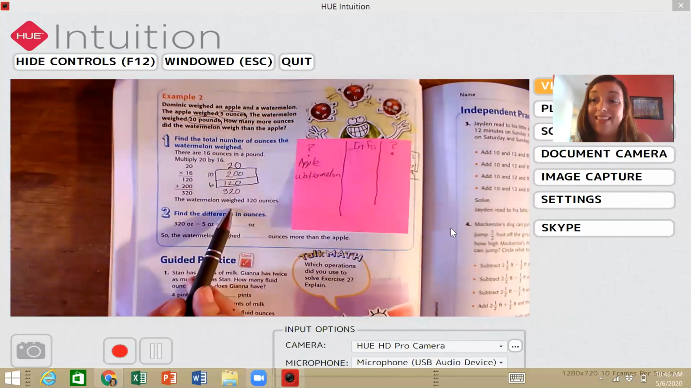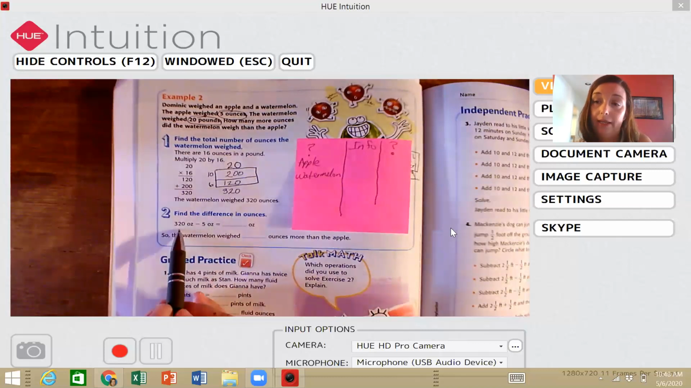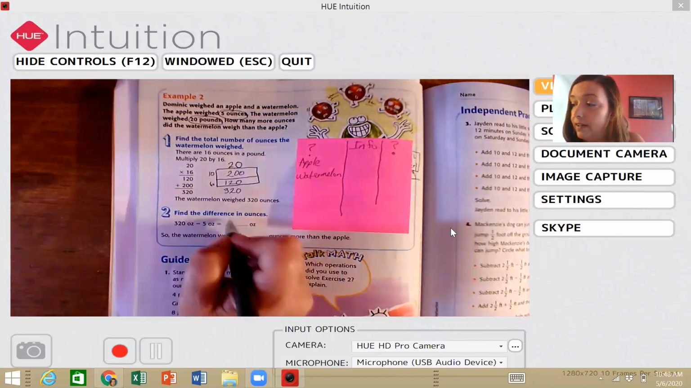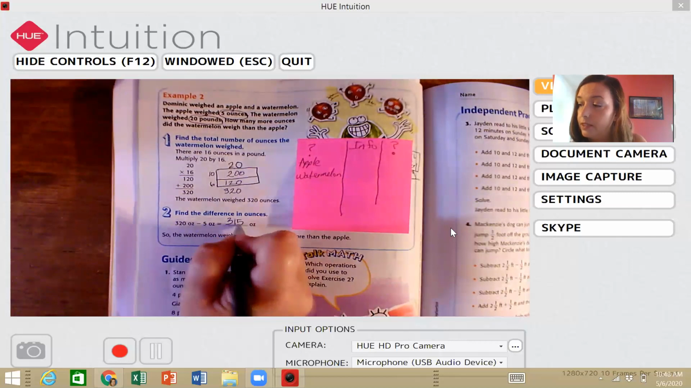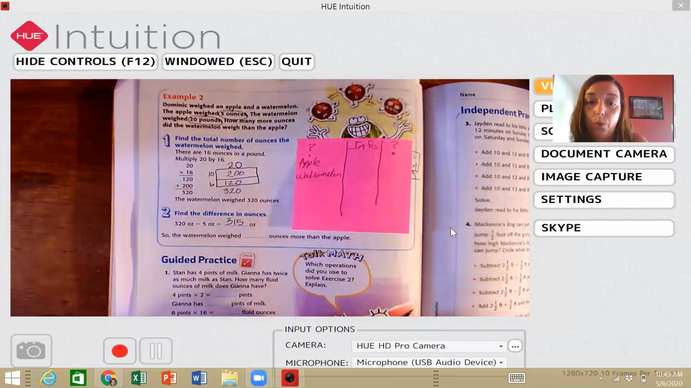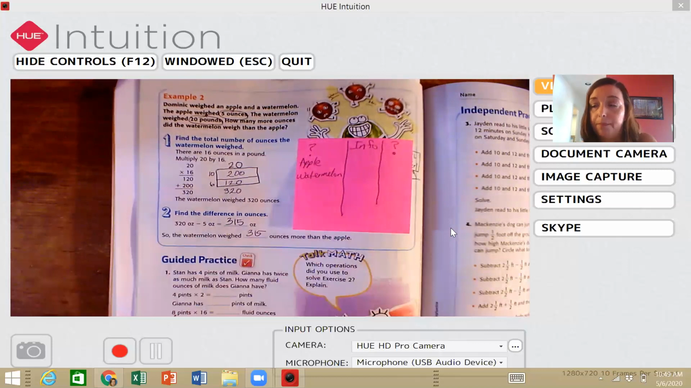So now to find the difference between the watermelon and the apple, I take the weight of the watermelon in ounces, which is 320, and I have to subtract the 5 ounces of the apple, and that will give me 315 ounces because 320 minus 5 is 315. So the watermelon weighed 315 ounces more than the apple.